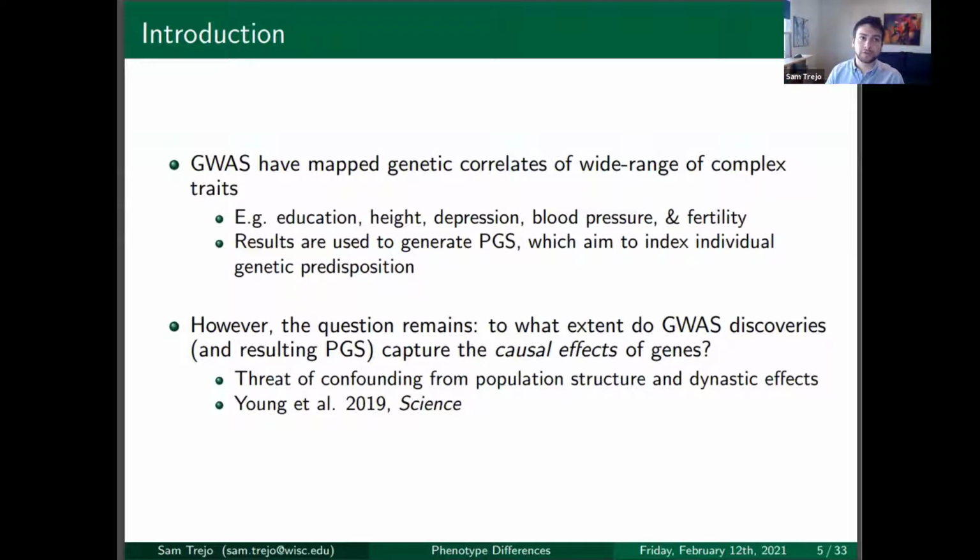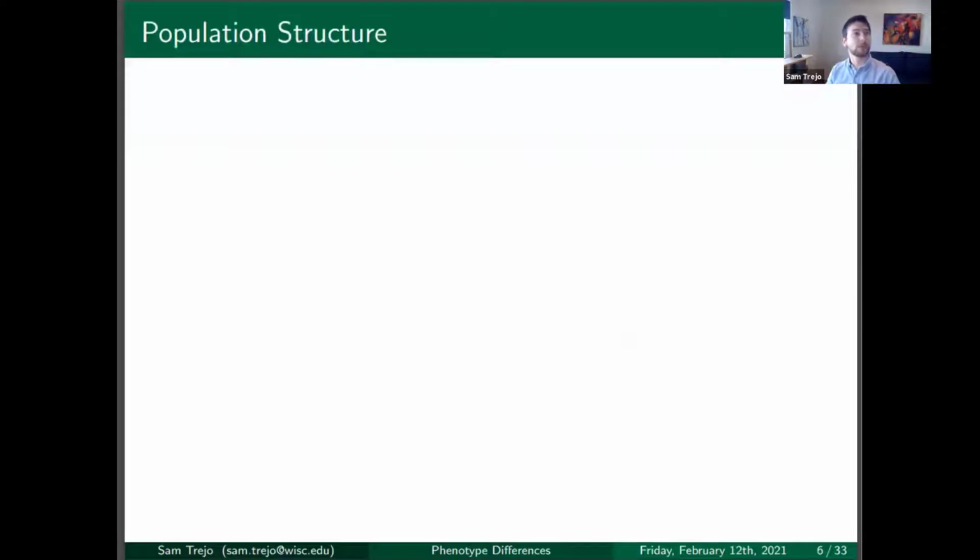And in particular, I think there's this threat of confounding from two sources. One is population structure, or population stratification, and the other is dynastic effects like genetic nurture. And if you want a paper that outlines the potential sources of phenotype-genotype association in human populations, I think this Young et al. review in Science is a really great one.